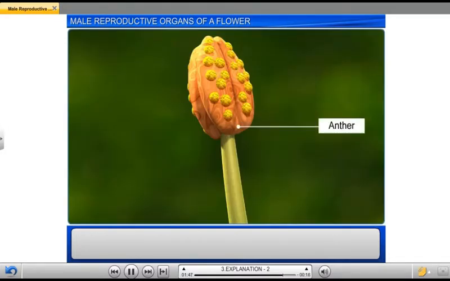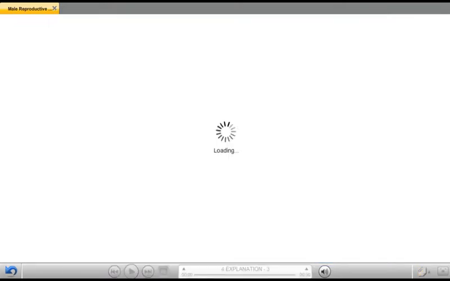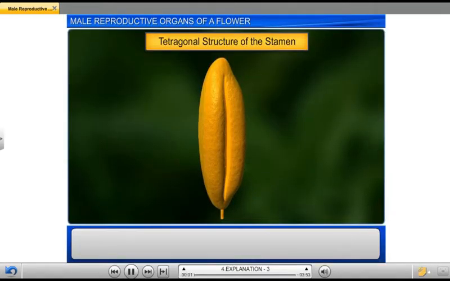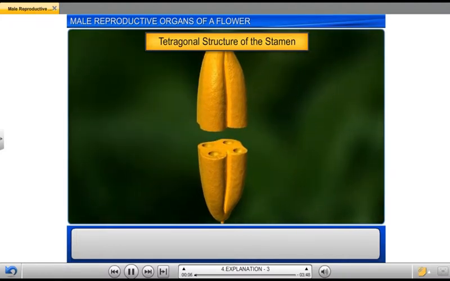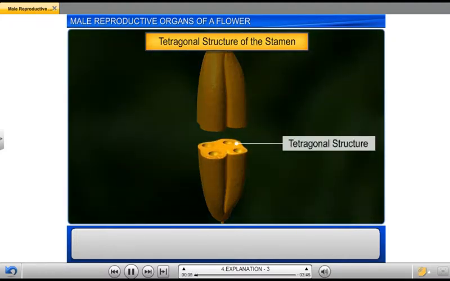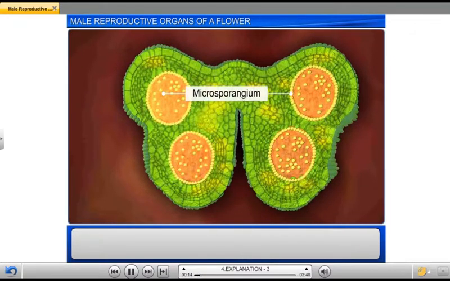The anther, on the other hand, is bilobed in nature, with each lobe being dithecous or consisting of 2 thecas that are separated by a longitudinal groove that runs through the anther. The transverse section of the anther reveals that its lobes form a 4-sided or a tetragonal structure. In the corner of each lobe is the microsporangium, a sac-like structure which is nearly circular in outline.